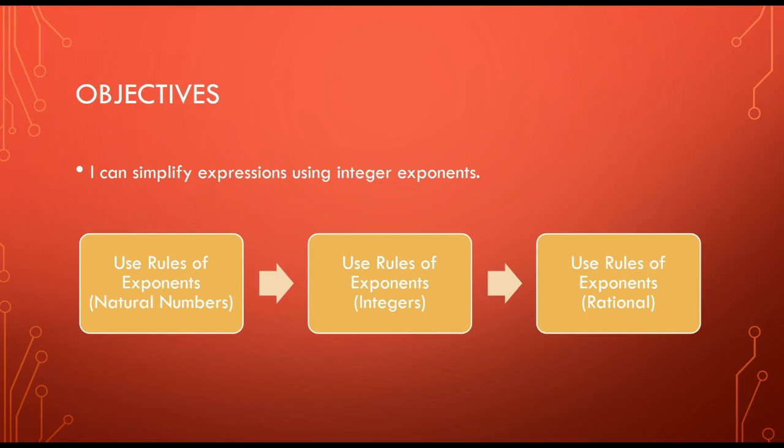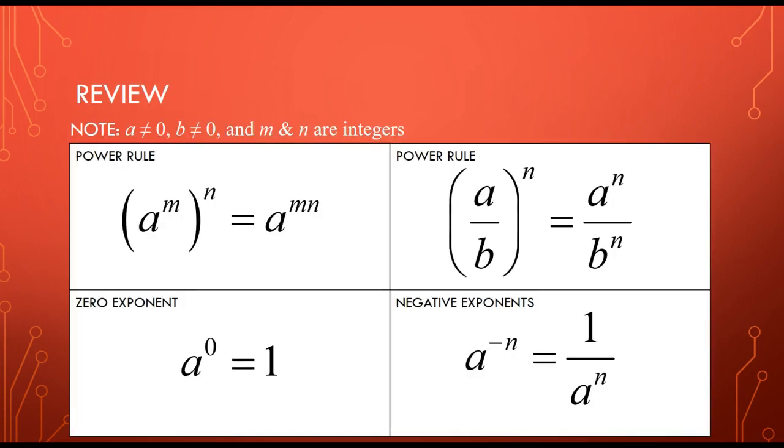In this lesson, we will learn about using the rules of exponents with integers, and then, in a future lesson, you might want to use these examples to expand into using rational exponents. So, as we review some of our rules, for instance, the power rule, when we're raising a base to a power raised to another power, you end up multiplying those powers. The power rule can also be expanded using a quotient or a product.